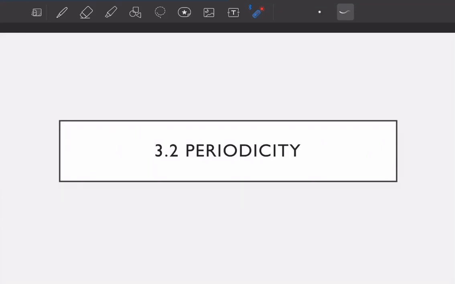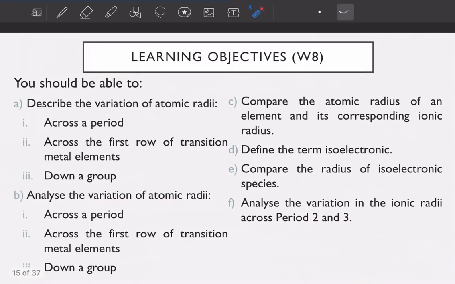So today we are going to continue with subtopic 3.2, which is periodicity. Basically, in subtopic 3.2 we will learn about the trends of our periodic table, whether it gets bigger or smaller, like our atomic radius and so on. There are three different trends that we have.